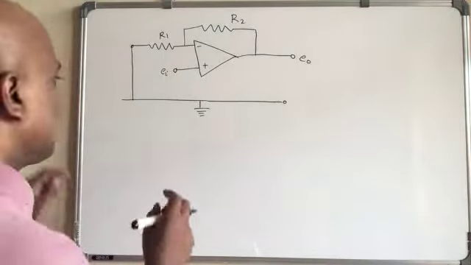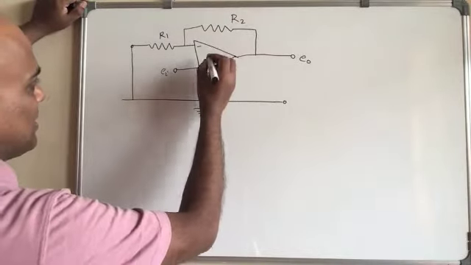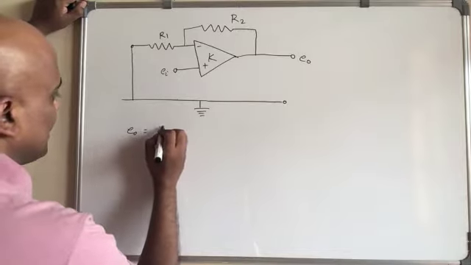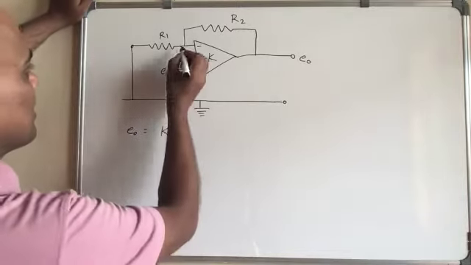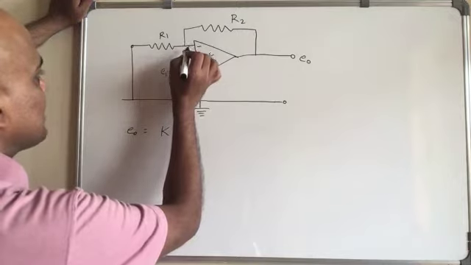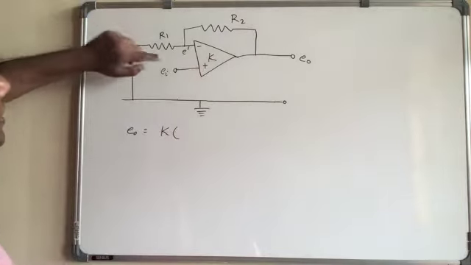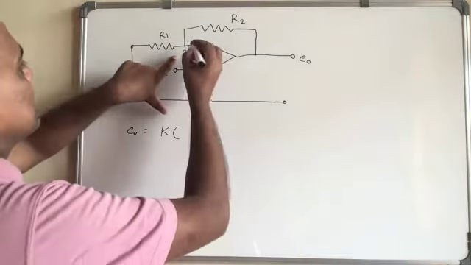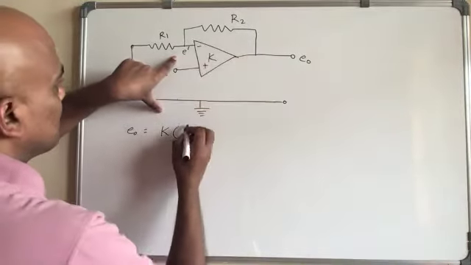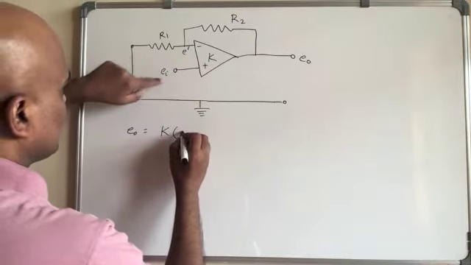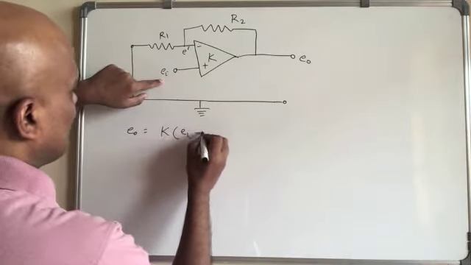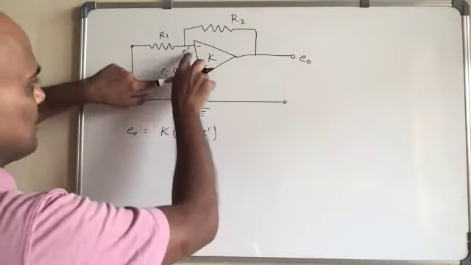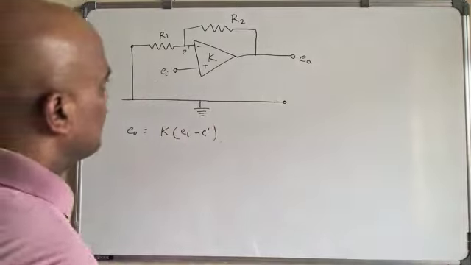Again, we can write E naught equal to K times whatever the value is. Let's say E dash is here like this one. So what will you get? We get Ei minus E dash. This is a relationship, same as earlier. So we have this.